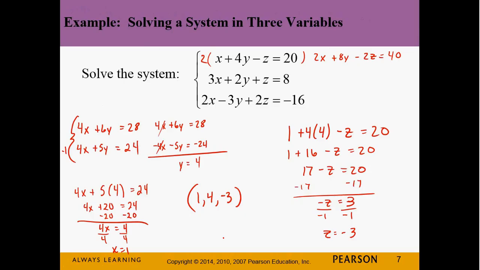Okay? Does that make sense, though, what we're doing? Eliminate a variable from the first set. Then take any other two, just not the same two, and eliminate the same variable. Okay? And then you've got a system with two. You know how to solve that.